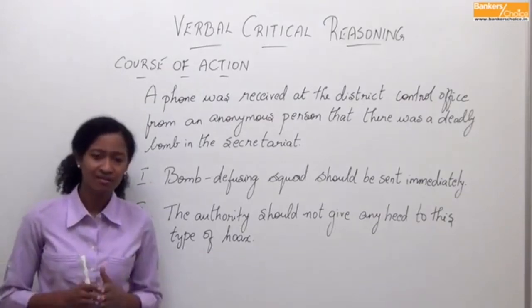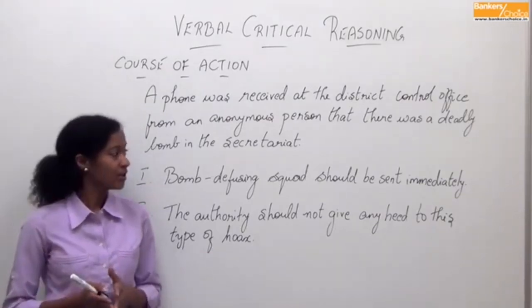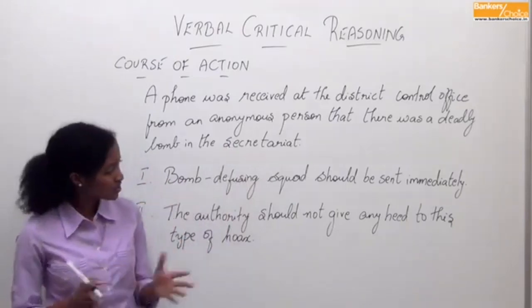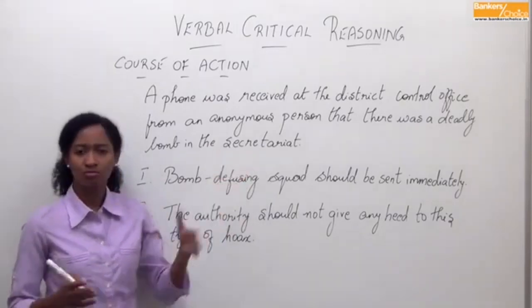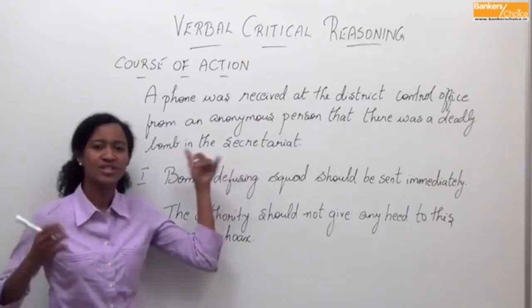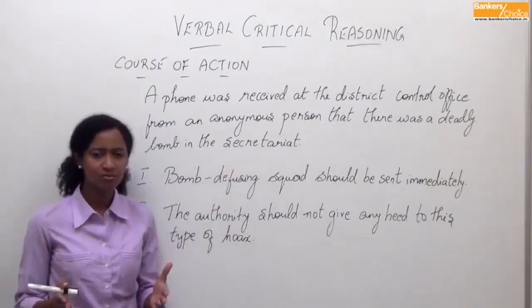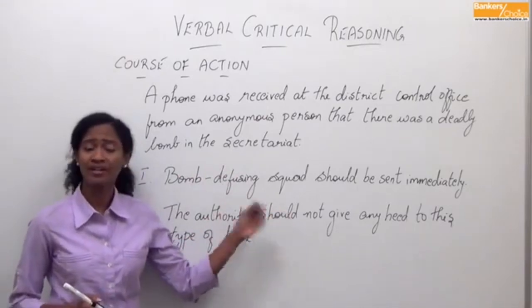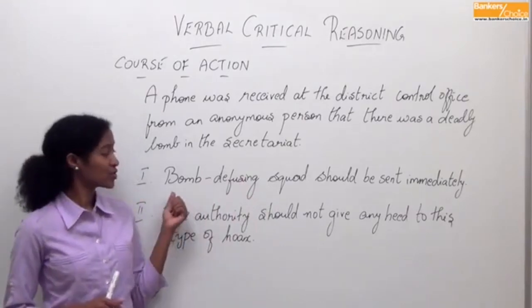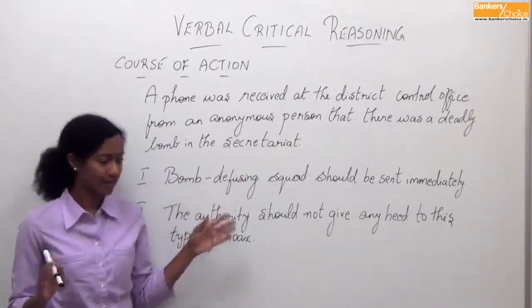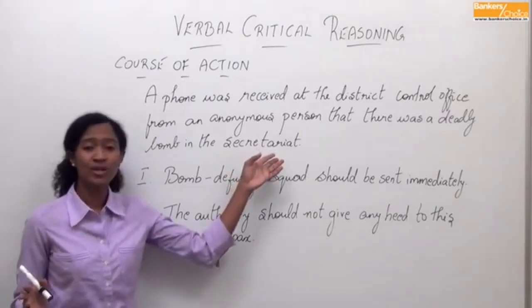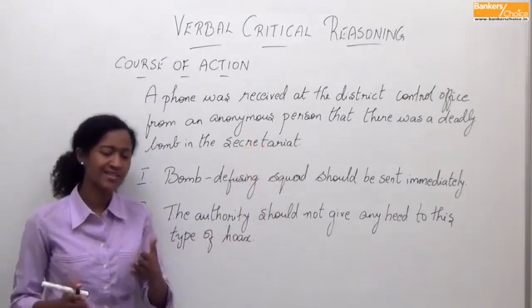Now, we need to see again what's the possible plan, right? Based on the information that we have in the statement. Now, if we look at the first course of action, bomb defusing squad should be sent immediately. Now, irrespective of whether it is true or not, you don't want to take the risk, right? If you receive an anonymous phone call like this, you don't want to take a risk, you want to go ahead and check, to assess the situation, right? So this seems like a more logical plan. But the second one, the authority should not give any heed to this type of hoax. No, we can't make any assumptions when something as critical as this happens, right? Again, like I said, you can't take a risk.